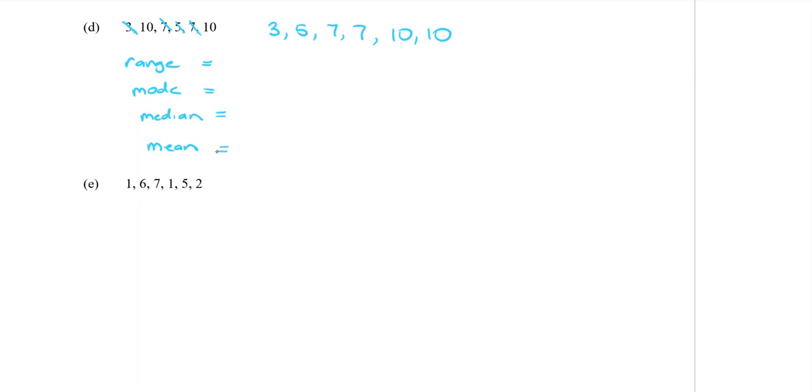Okay, the range. Highest is 10, lowest is 3. 10, take away 3 is 7 for the range. Now the mode, the 7 and the 10 both happen twice. If you have that happening, you write them both down. So we say the mode is 7 and 10.